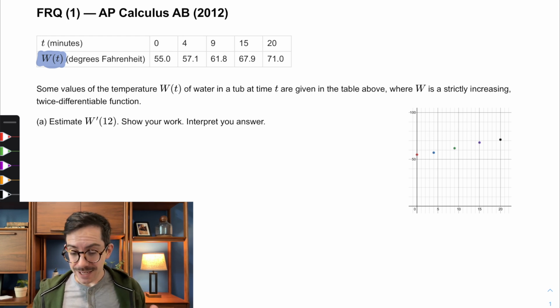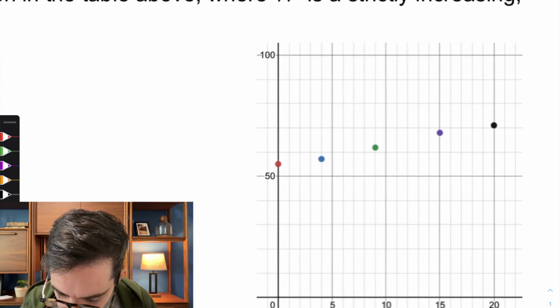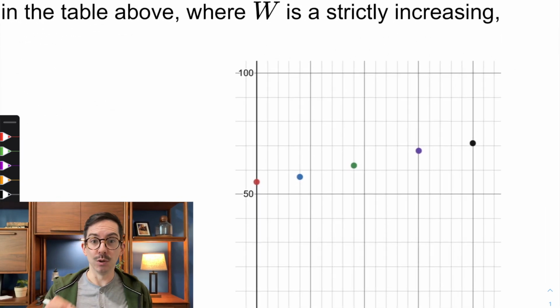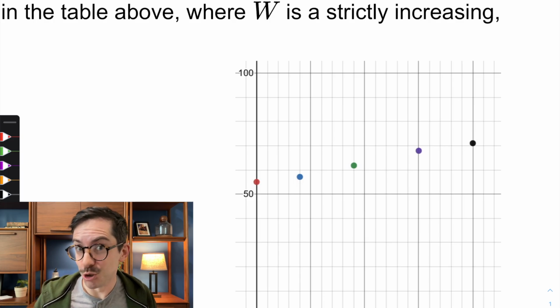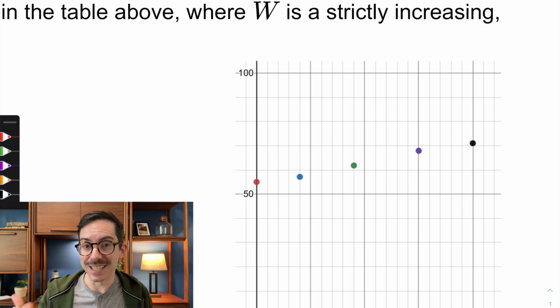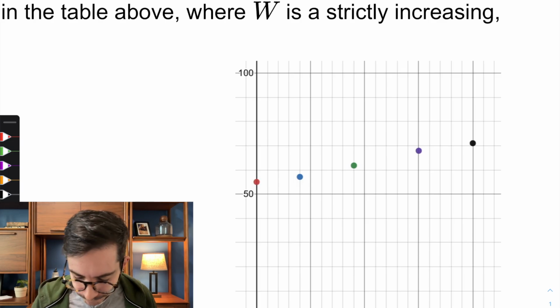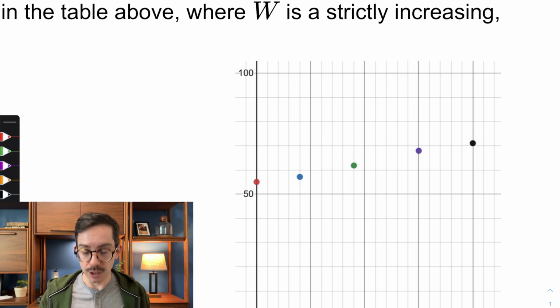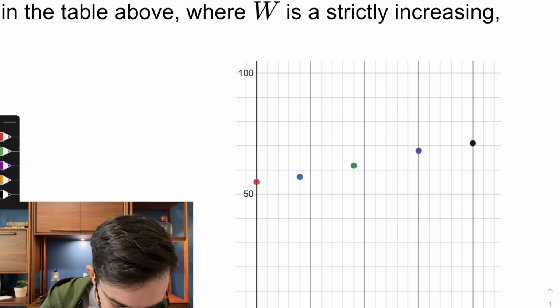So before we do any of that, I want to just zoom in here on this little graph that I've plotted using the table of values. Now, you don't have to do this. You probably shouldn't do this under timed exam conditions. But here, I think it's going to help us conceptually understand what's going on a little bit better. So these are my 5 points that I'm given in my table of values.